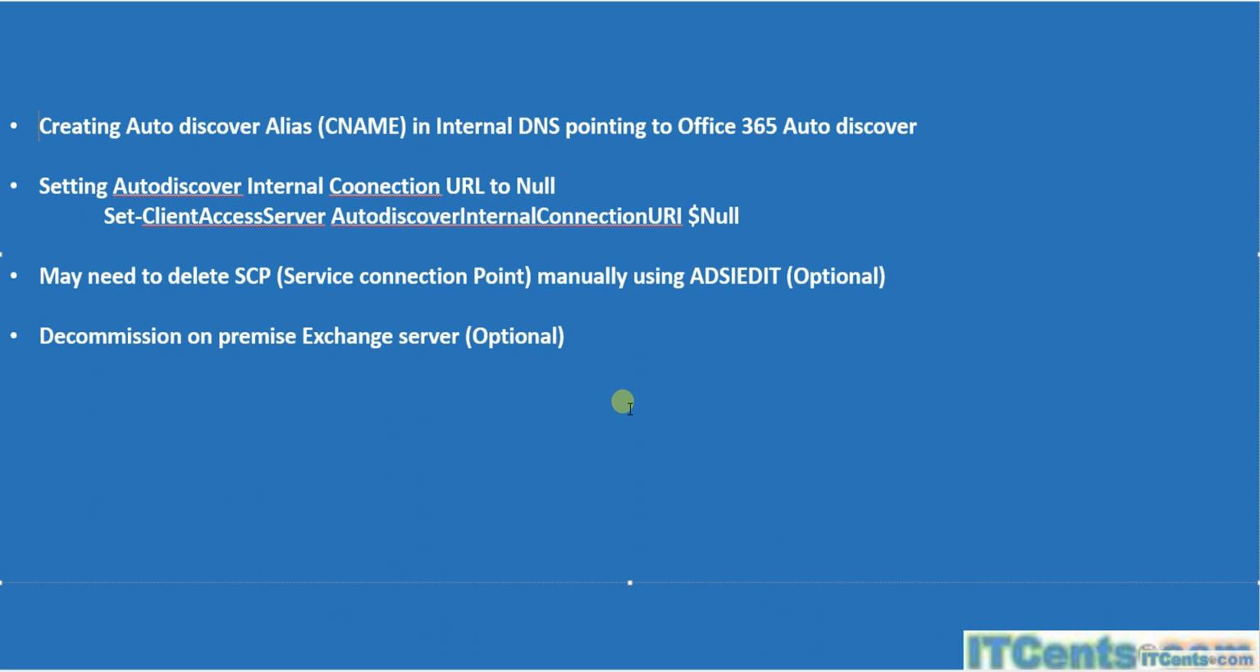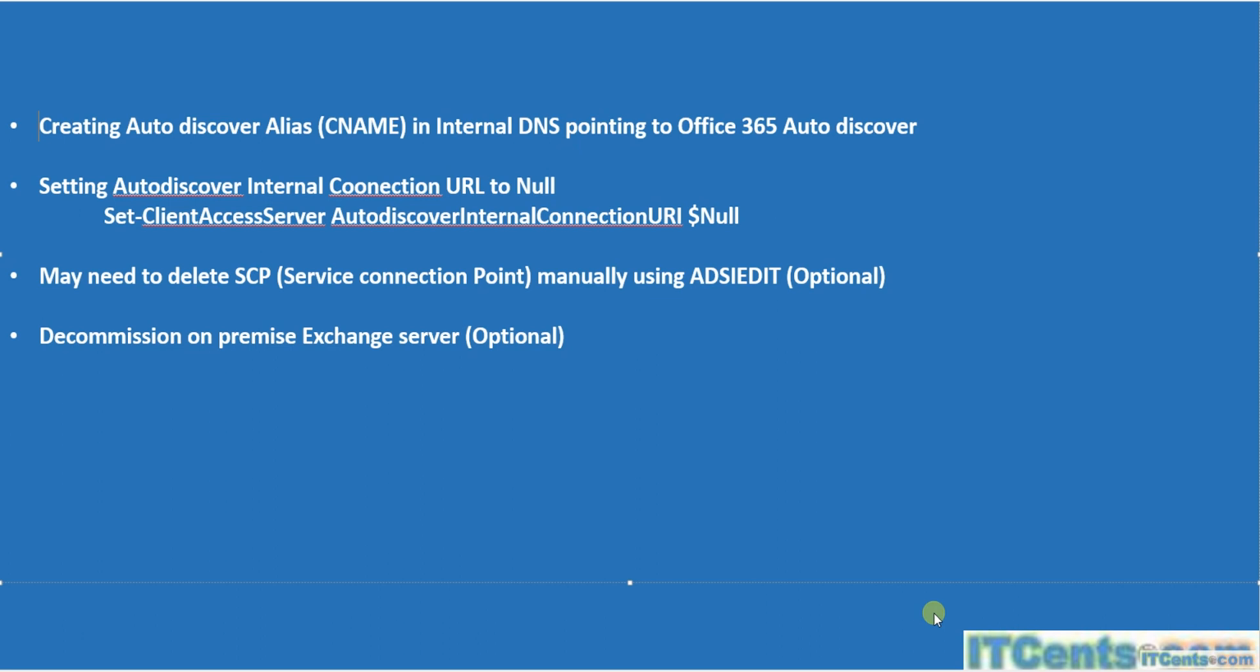Second thing, on my Exchange server, especially the client access server, and of course in Exchange 2016 it's all in one, like a single role, we have to set the client access server Autodiscover internal connection URI to null. In some cases, you may see that although you perform these two steps, Outlook is still pointing to it. Then there is some registry hack, as well as an option to manually delete the service connection point using ADSI Edit. I may show you, but usually the first two points are more than enough to point the client. You just wait for things to settle down and to replicate.